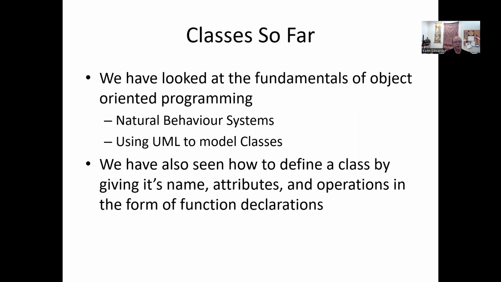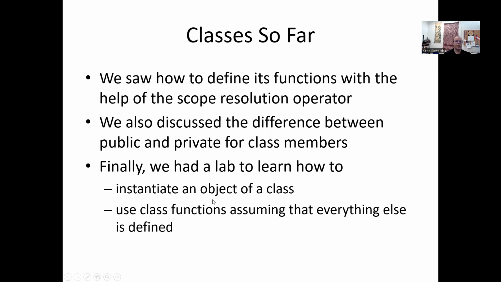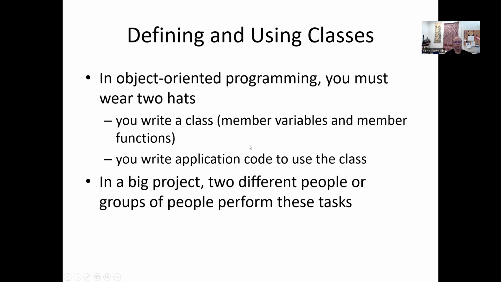We also talked about using UML, Unified Modeling Language, a little bit to model classes and to help with our planning of developing them. And we've also seen how to define a class by giving its name, attributes, and operations in the form of function declarations. And we've seen how to use a class. We've also discussed a little bit of the difference between public and private for class members. And finally, we had that lab where we learned how to instantiate a class and use class functions, assuming that everything else is nicely defined for us.